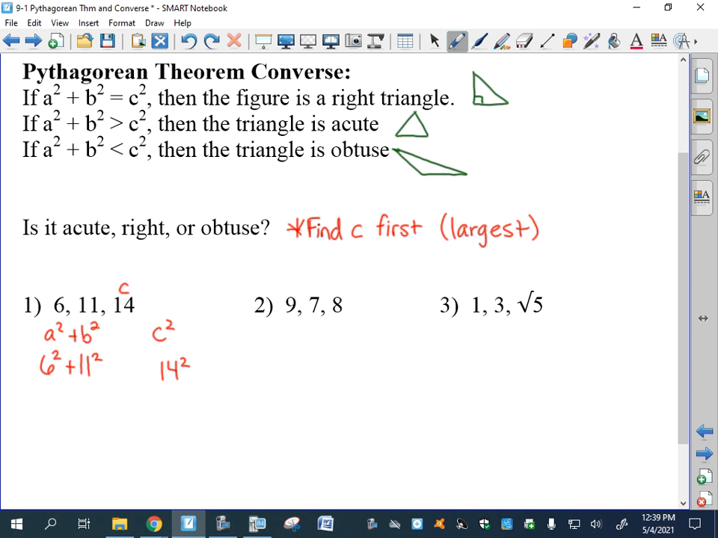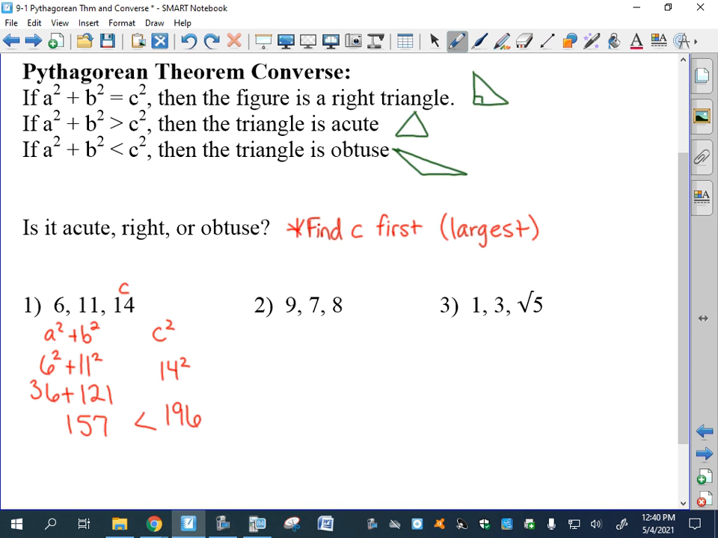Now, what is 6 squared? 36. What is 11 squared? If I added those together, 157. Now, go over to here. What is 14 squared? 196. Which one's bigger? 196 is definitely bigger. So when you're writing your inequality, you would say 157 is less than 196. If you put a less than symbol, then the triangle is obtuse.